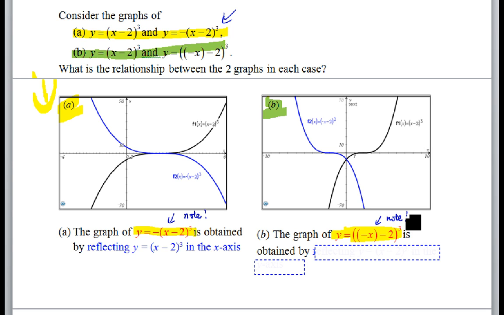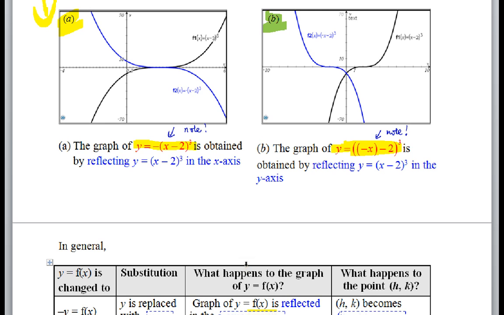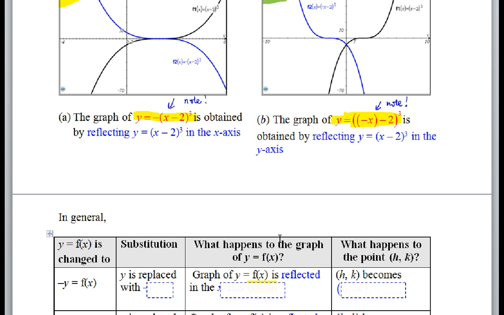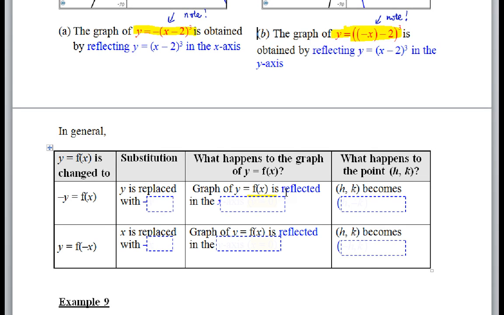Okay, so it is obtained by reflecting this in the y-axis. Okay, do we know how to fill out this diagram? This table. Okay, let's fill out this table. Fill out first, then we check answers. Give you about 30 seconds, fill this up.